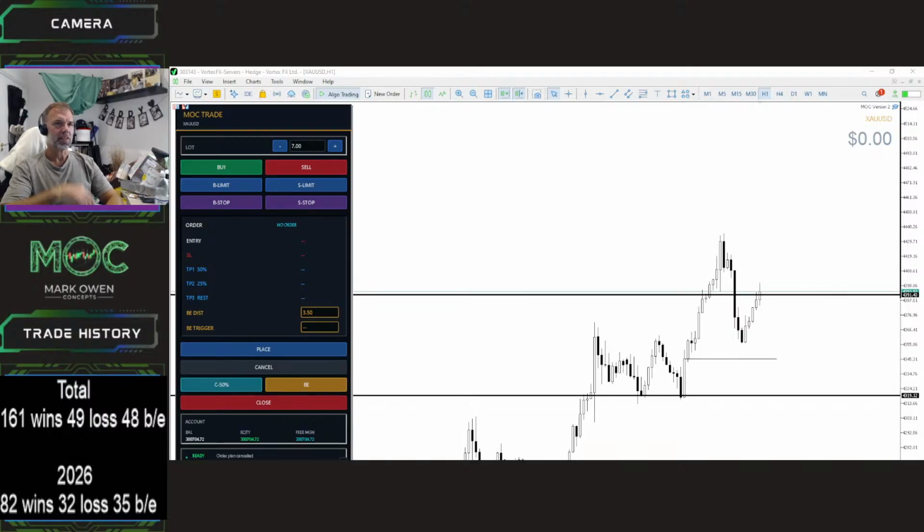Time and impulse entries. Now, impulse momentum entries, I only trade those around US opening. I've negated them and stopped trading them through the London sessions.